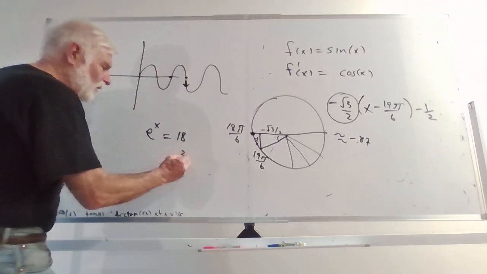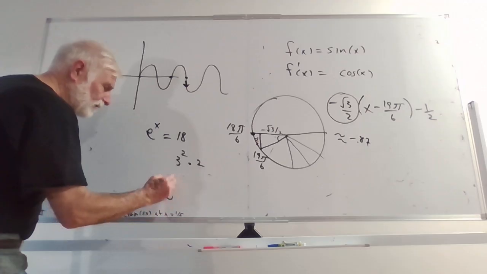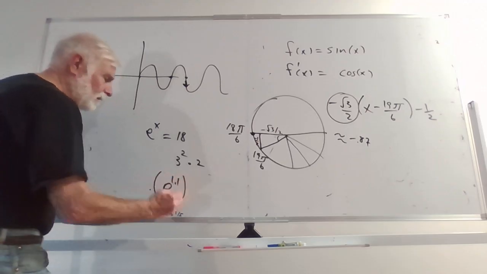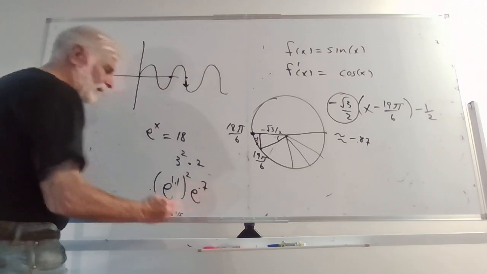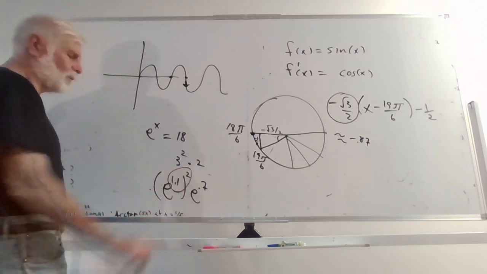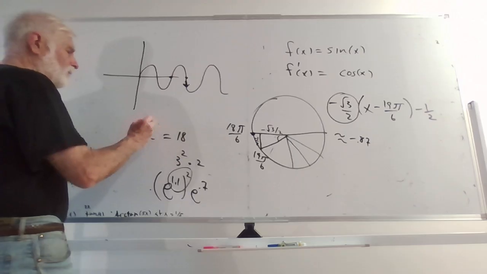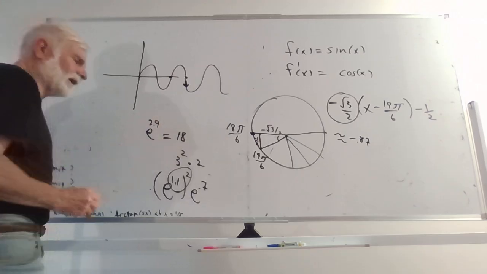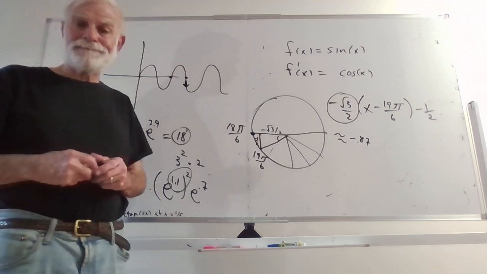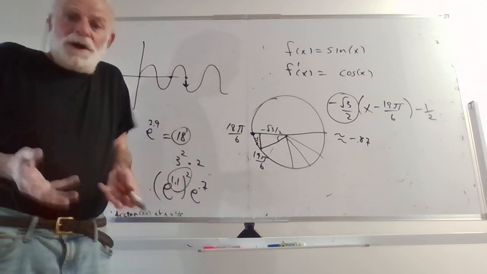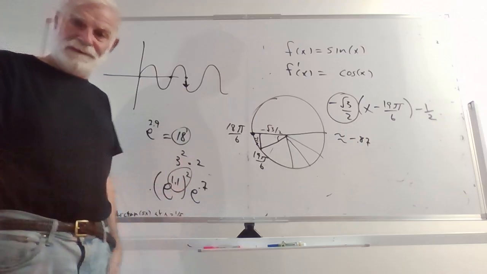18 is 3 squared times 2. And I know what 3 is. 3 is e to the 1.1, and 2 is e to the 0.7. So 2 times 1.1, 2.2 plus 0.7, 2.9. You go and put e to the 2.9 into a calculator, you're within a couple of hundredths of a decimal place of 18. That's good, because then we can eventually build the rules of logarithms.